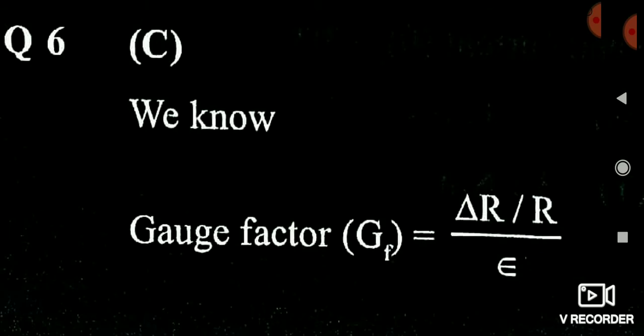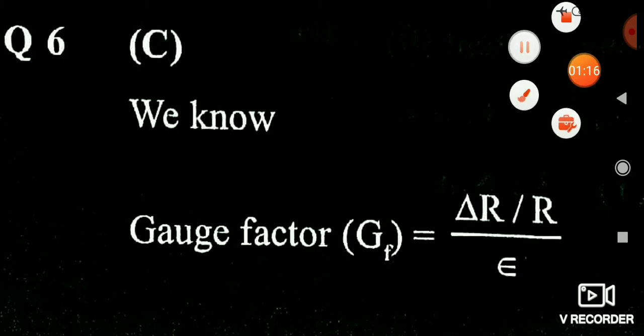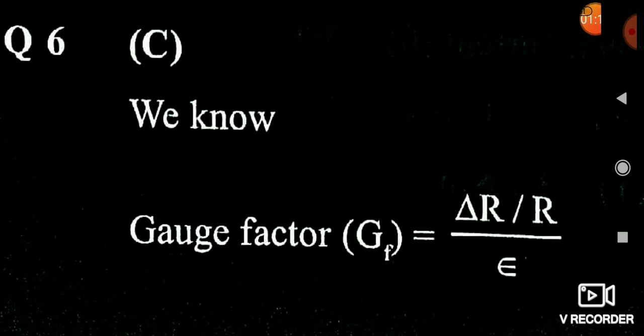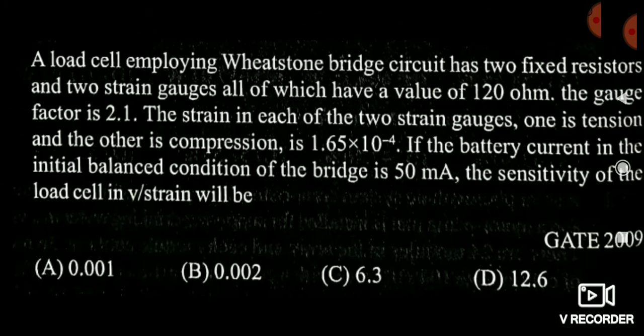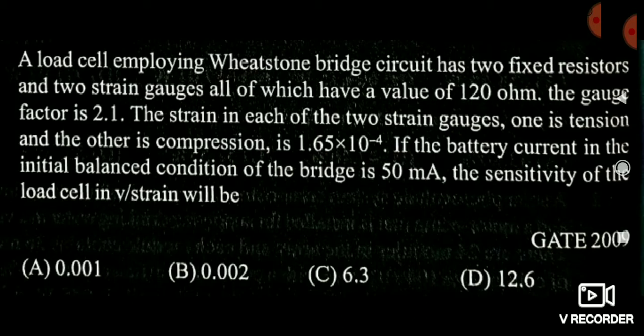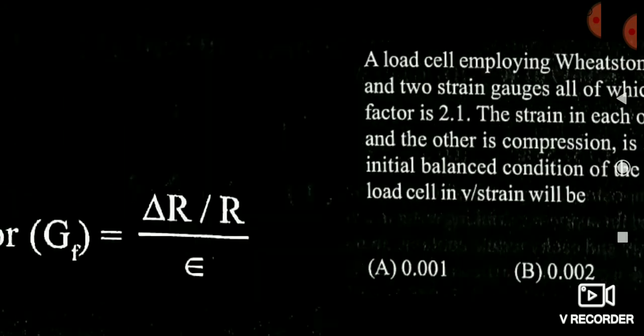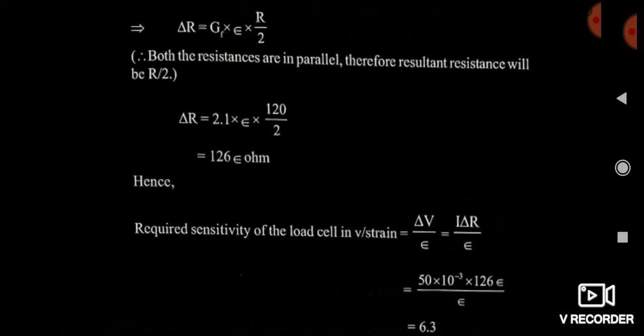So friends, you can see that the gauge factor is nothing but the change in resistance divided by the resistance. This is the formula for the gauge factor. It is nothing but the change in resistance by the total resistance, divided by the strain. Here the total resistance is 120 ohm and the gauge factor of 2.1 is also given, and we have to calculate the sensitivity of the load cell, meaning voltage by strain, and the gauge factor is given to us.